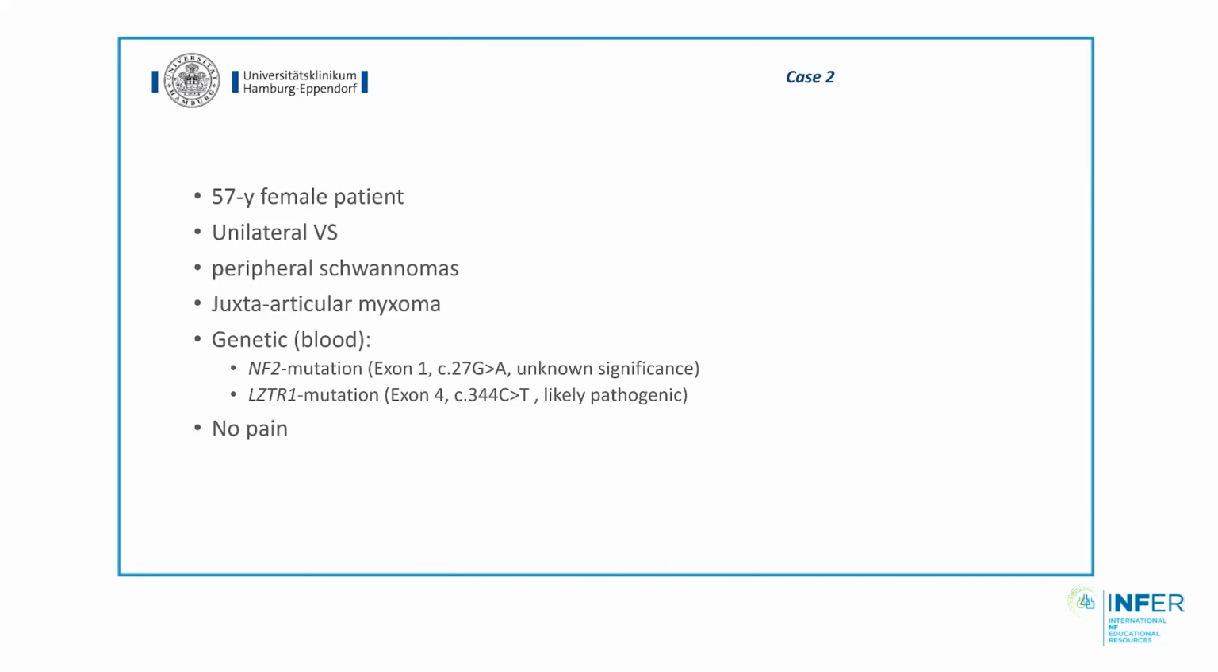In this second case, a 57-year-old woman presents with a unilateral vestibular schwannoma with slight hearing decline, peripheral schwannomas and myxomas, and two constitutional variants in both the NF2 and LZTR1 gene. With attention to the myxomas, even Carney complex is possible, where mutations can be found in the PRKAR1A gene. So you see, this resembles a common problem, and in fact, this affects genetic counseling and risk stratification.